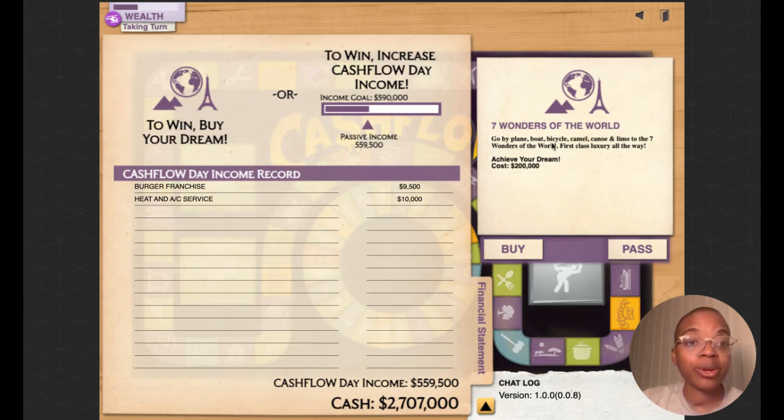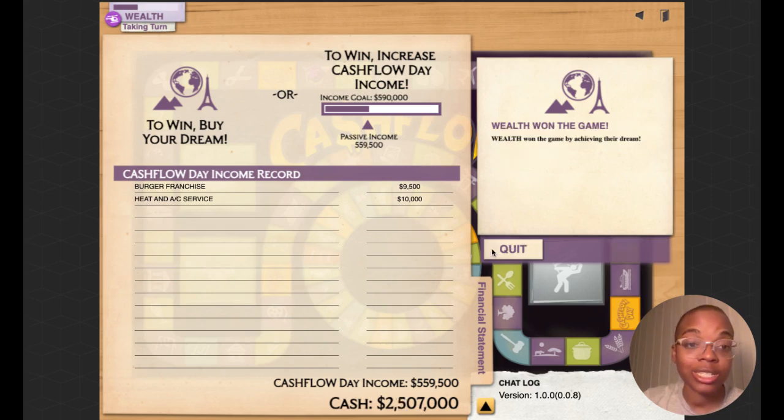Go by plane, boat, bicycle, camel, canoe, limo. Achieve my dream. It cost $20,000. I got over $2.5 million in cash. I won the game, guys. Congrats. I won the game by achieving my dream, right? Again, the goal is the dream, and the money, the assets, the wealth, all of that is our tools to get me to that dream.